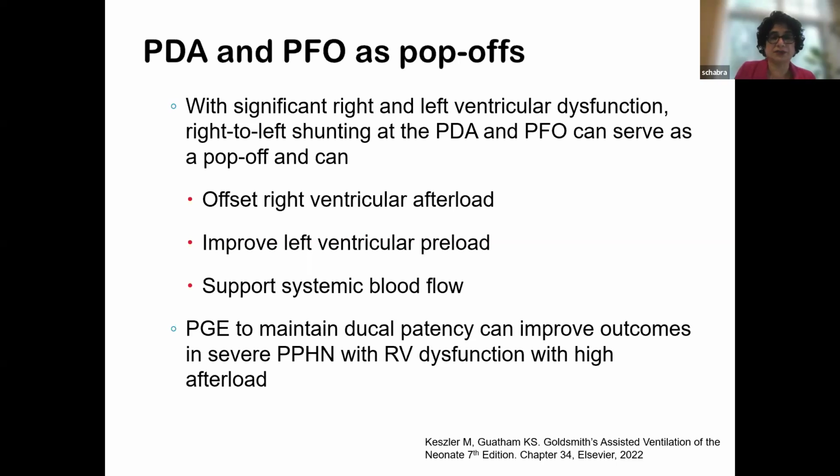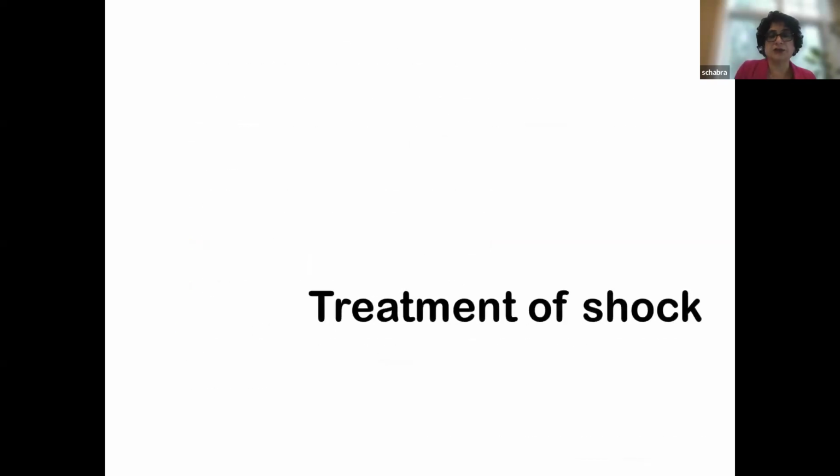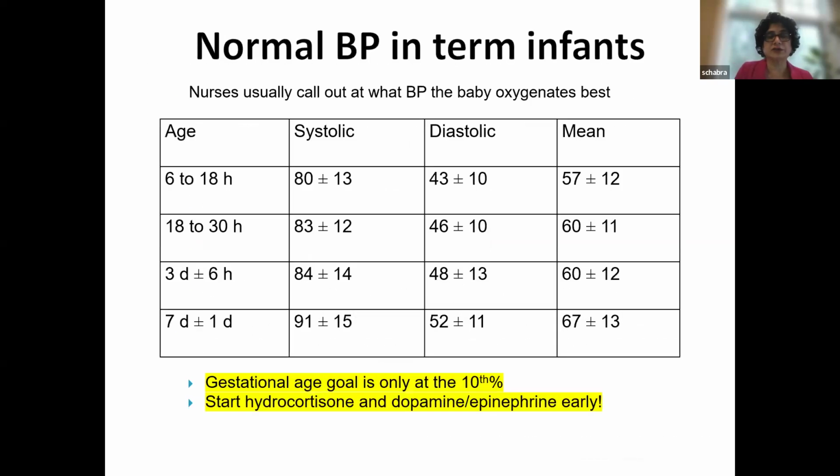We need to support systemic blood flow, as we talked about, and sometimes we may need prostaglandins to maintain ductal patency to improve outcomes in severe pulmonary hypertension with right ventricular dysfunction and high afterload. So treatment of shock: first we need to know what is normal blood pressure.